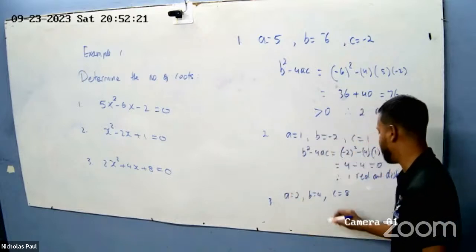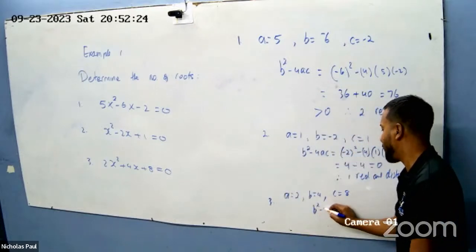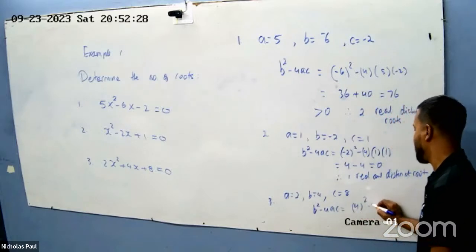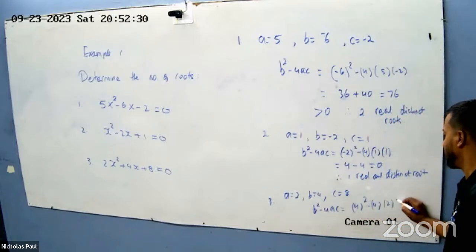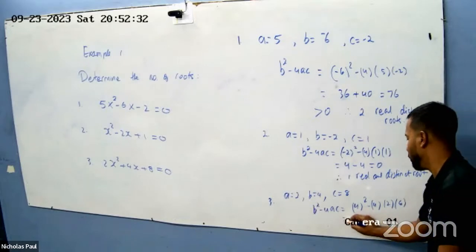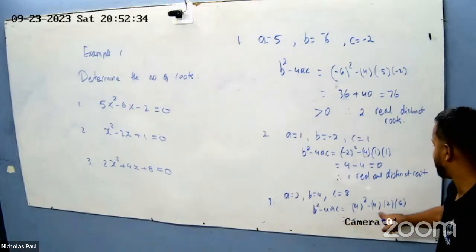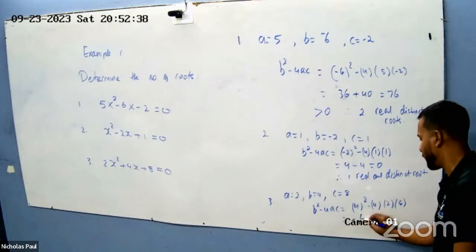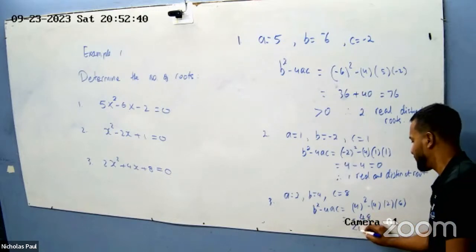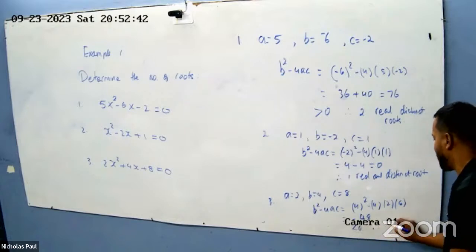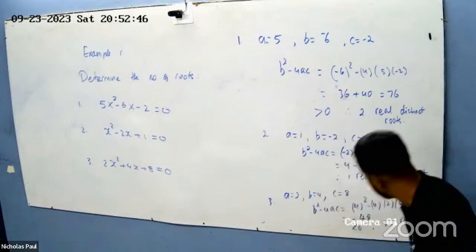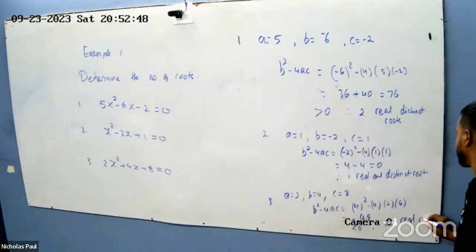Right? B squared minus 4AC. That'll be 4 squared minus 4AC. And you work it out, you'll get minus what? 16, 8 and 64. How much will you get? 48. Minus 48. Less than 0. Therefore, no real roots.